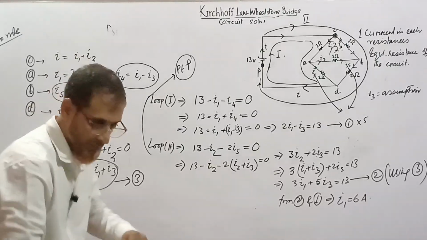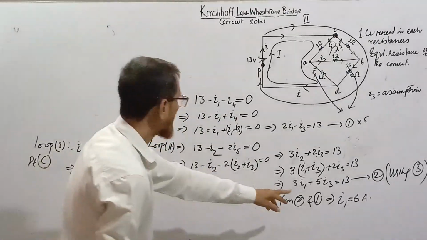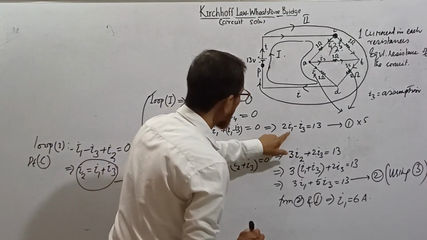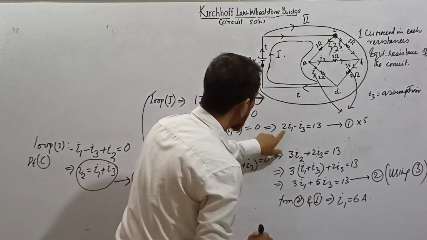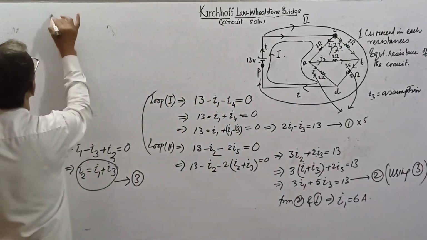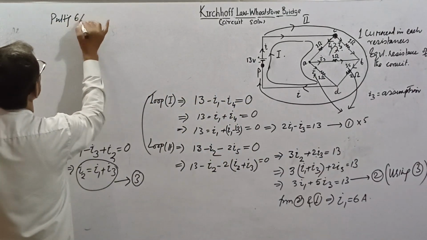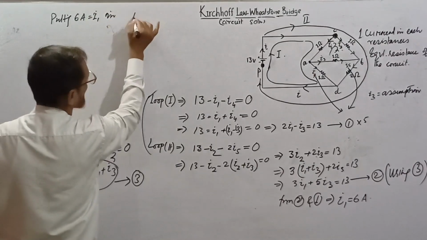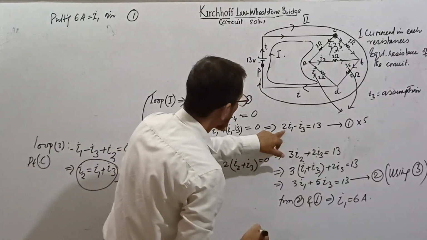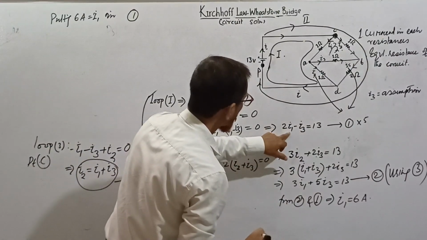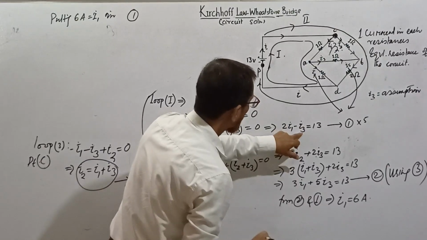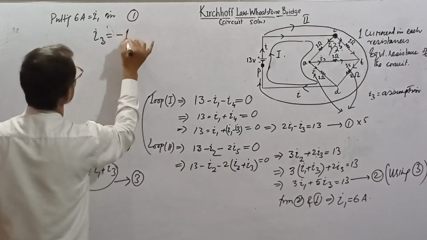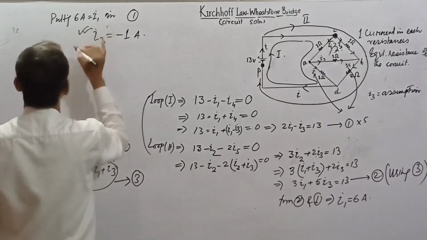So now, if I1 is equal to 6 ampere, if you put this value here, 6 into 2, putting 6 ampere equal to I1 in equation 1, what do we get? 2 times 6 is 12, I3 and 13. So we get I3 is equal to minus 1 ampere. The fact lies here.